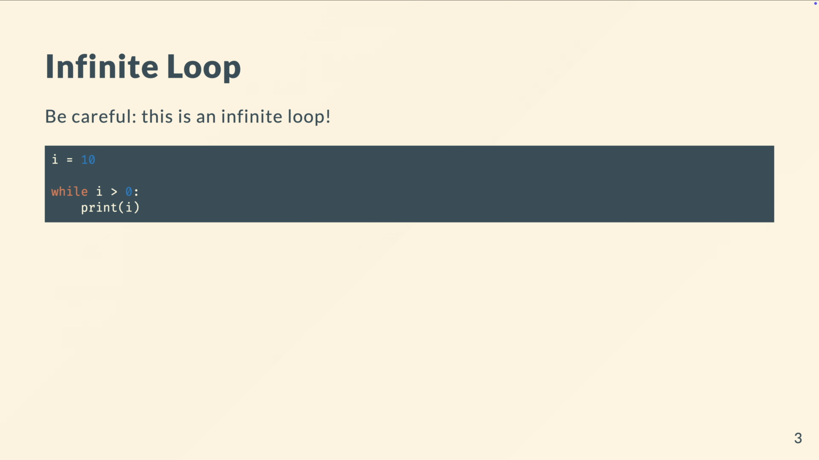Now let's talk about a big danger, an infinite loop. An infinite loop means the loop never stops. Look at the code. The first line sets i to 10. The condition says, while i is greater than 0. Inside the loop, we print i. But notice, i never changes. So i stays 10 forever, and i greater than 0 stays true forever. That means it will print 10 again and again and again, forever.